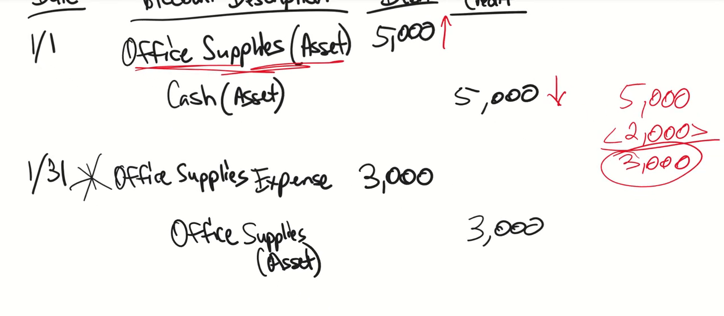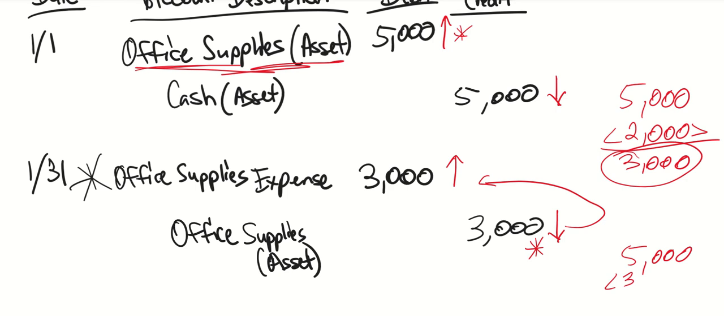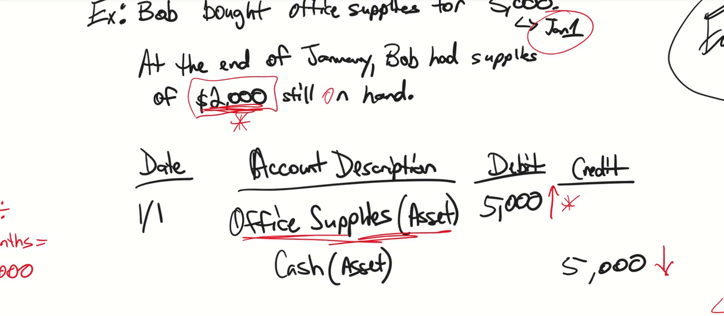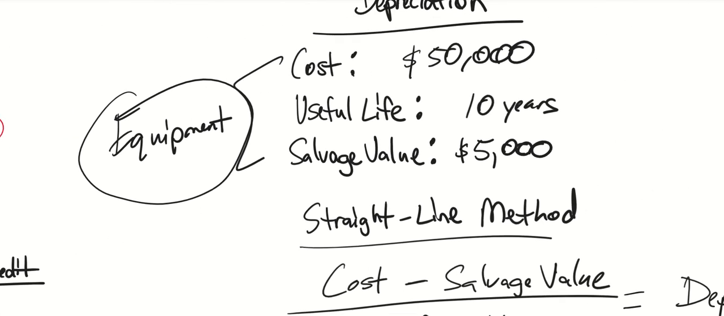This $3,000 is the amount that was actually used up during the period of January. So to recognize this usage, we're going to credit office supplies for $3,000. That's going to decrease the balance in that account. And we're going to move this $3,000 into the office supplies expense account. That's going to increase the balance in that account. Okay. So $3,000 was used up. So now if we take $5,000 from office supplies, the asset account, and subtract this $3,000, we actually get $2,000. This matches what they tell us in the scenario, that's what Bob still has in his account. Great.